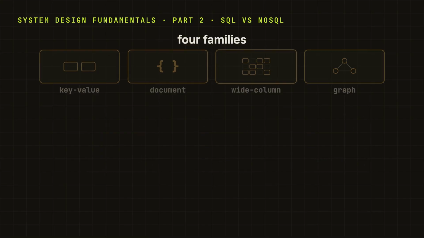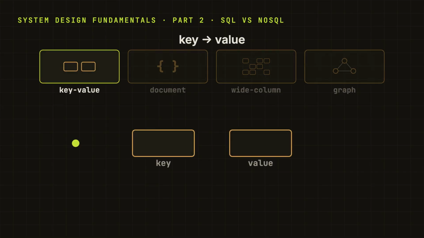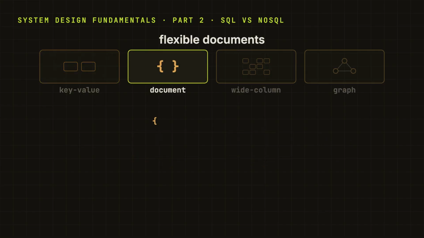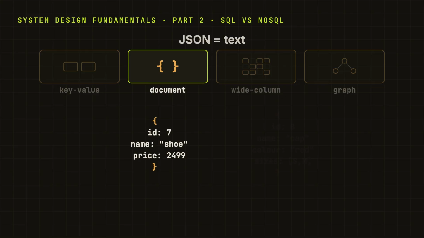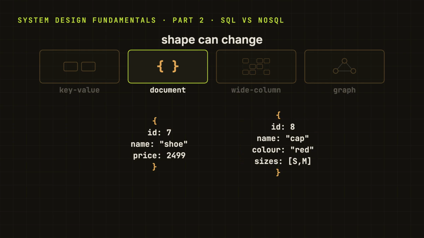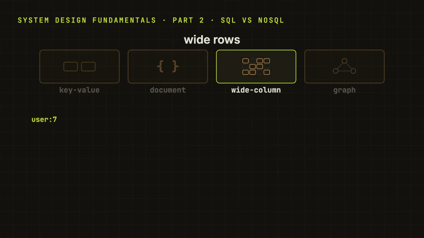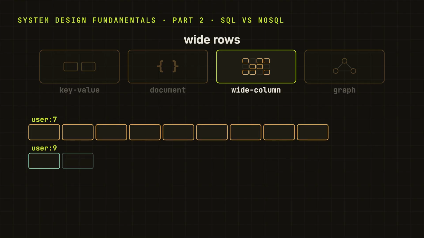And there are four families worth knowing. 1. Key-value stores like Redis or DynamoDB. You store a value under a key and you look it up by that key. Extremely fast, great for caching sessions. 2. Document databases like MongoDB. You store flexible documents, basically JSON, which is just a simple readable way of writing structured data as text with no fixed columns. Good when your data shape changes a lot.